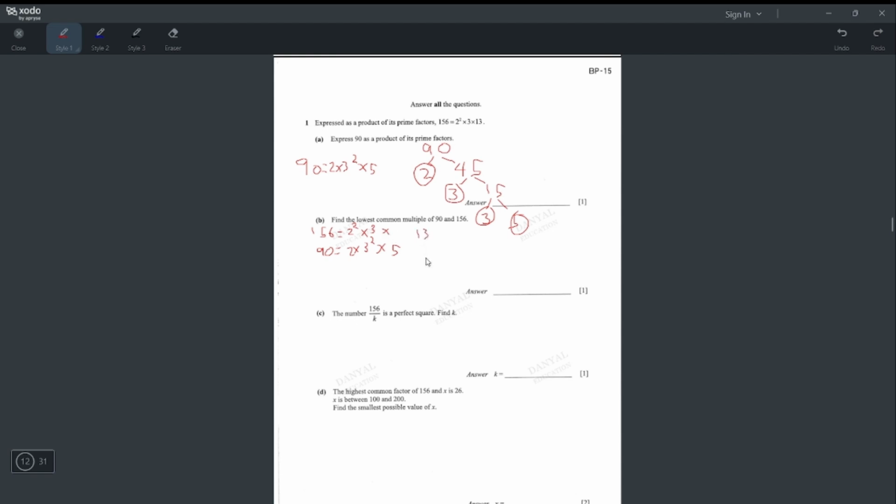And just to recap, how we find the lowest common multiple using the product of prime factors is we use the largest power for each prime factor. So for example, for the prime 2, we have 156 as 2 squared, which is larger than 2 to the power of 1. And for 3, we use 3 squared because 3 squared is larger than 3. So the LCM would be equal to 2 squared times 3 squared times 5 times 13. And this should be 2,340.